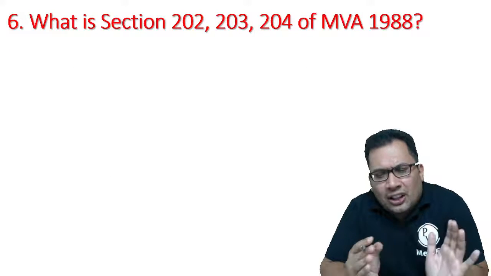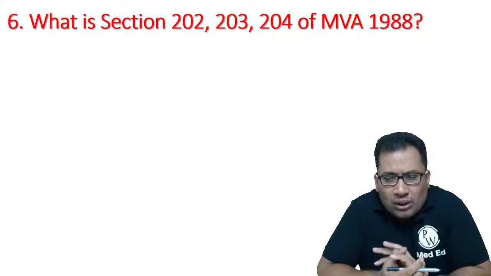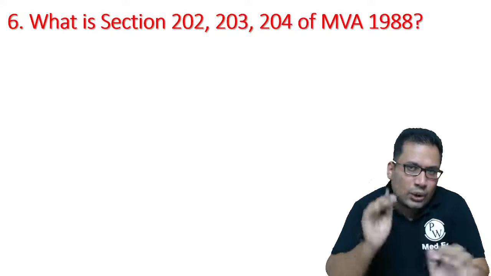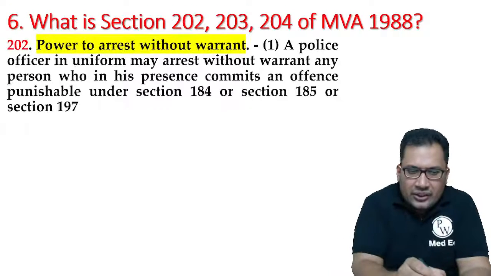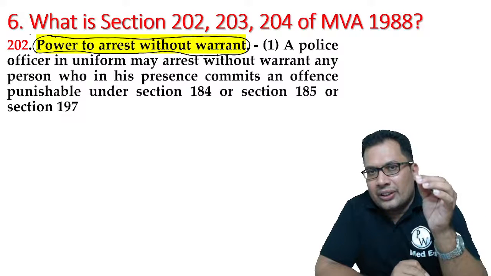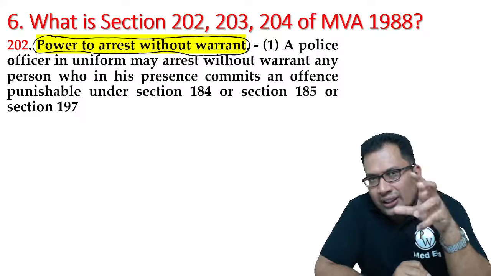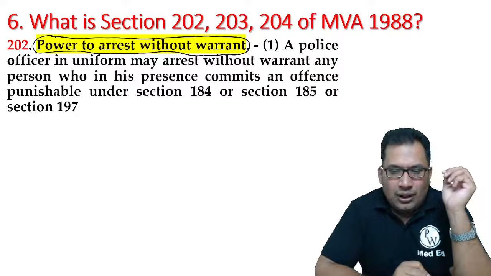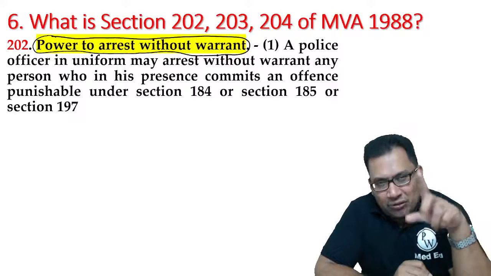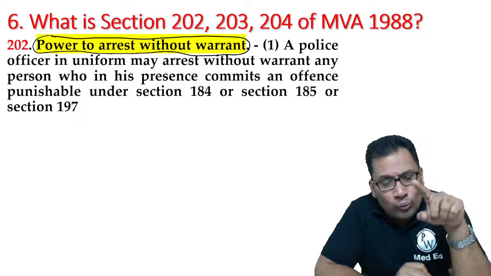Then one more difficult question can be asked. What are sections 202, 203, 204 of the Motor Vehicles Act 1988? What is that? This can be asked. See, 202 is power to arrest without warrant. To arrest any person, a warrant is needed in a non-cognizable offense. But here, in case of drink and drive, a police officer in uniform may arrest without warrant if the person commits an offense punishable under 184, 185 and 187.